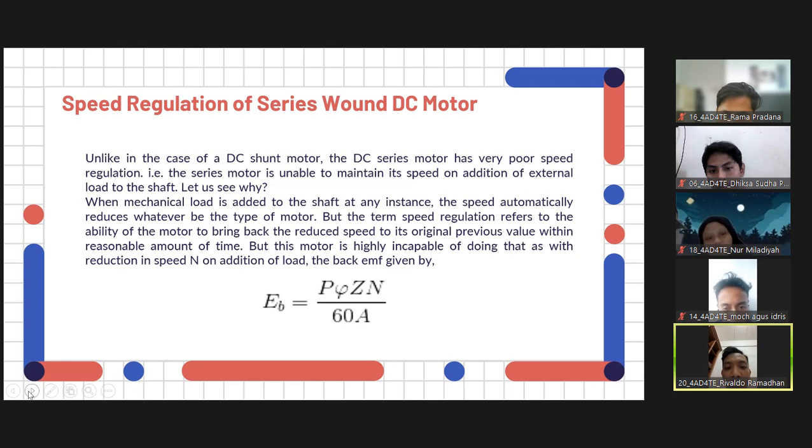But the term speed regulation refers to the ability of the motor to bring back the reduced speed to its original previous value within a reasonable amount of time. But this motor is unable to do that, as it reduces in speed on addition of load.